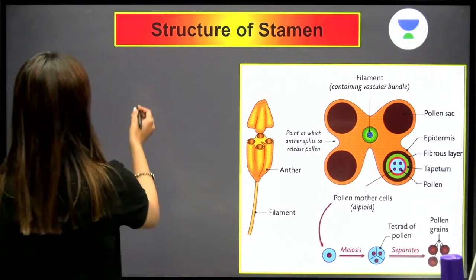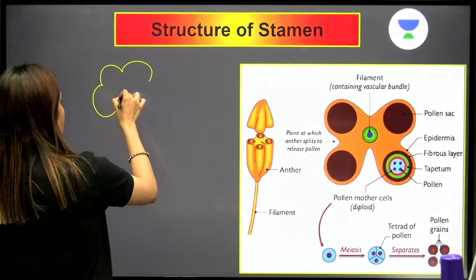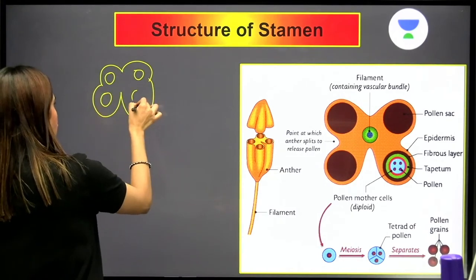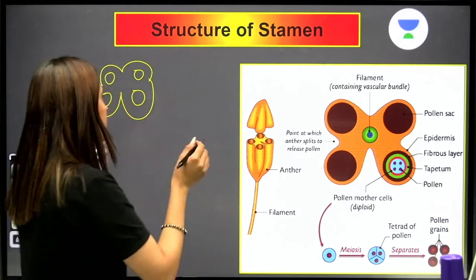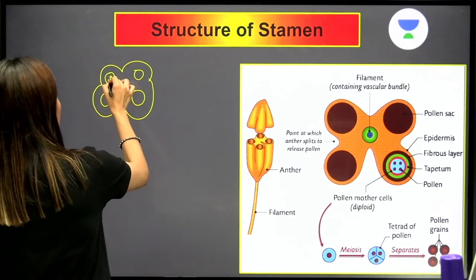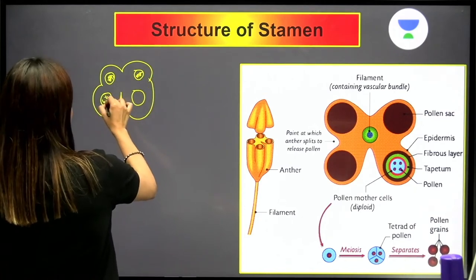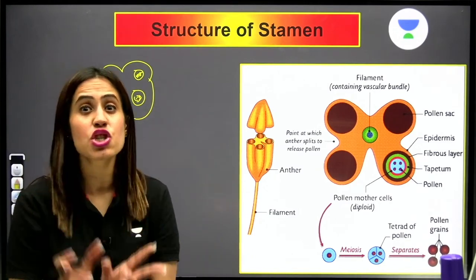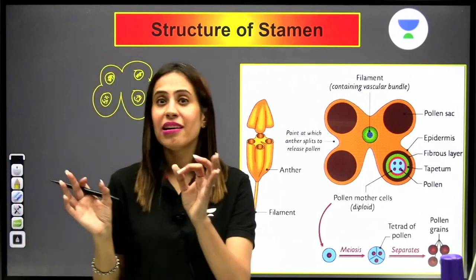Look here. We have the microsporangia with us. 1, 2, 3, 4, tetrasporangiate microsporangia. Now, a mass of compactly arranged homogeneous cells, that is the sporogenous tissue, and the ploidy level of the sporogenous tissue, it is diploid.